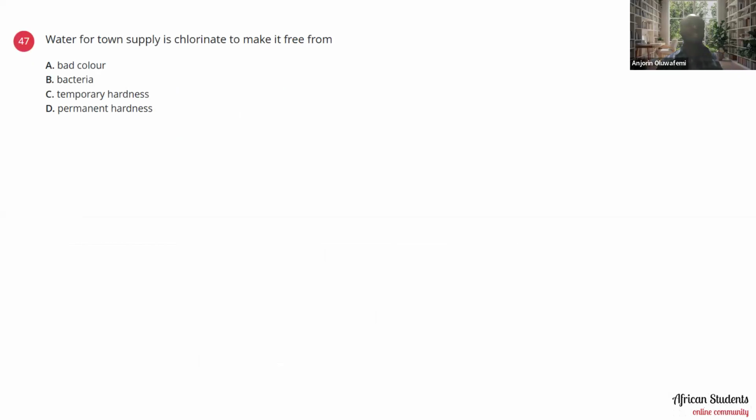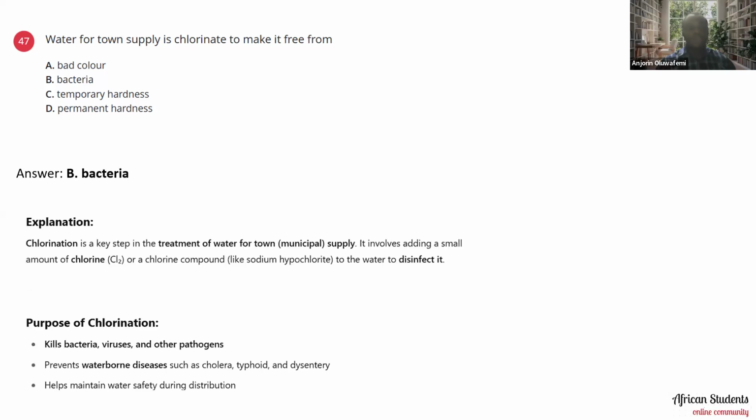Okay, water for town supply is chlorinated to make it free from A, bad color, B, bacteria, C, temporary hardness, and then permanent hardness, which is our D. So why do we add chlorine? Chlorine basically is added in order to combat germs and bacteria. So the answer to this one is B, bacteria. So chlorine is a key step in the treatment of water for town or municipal supply.